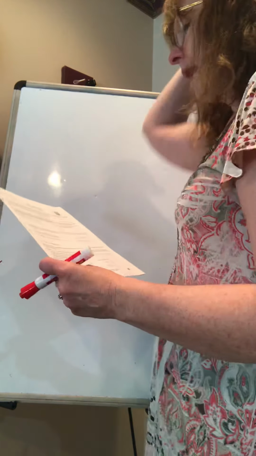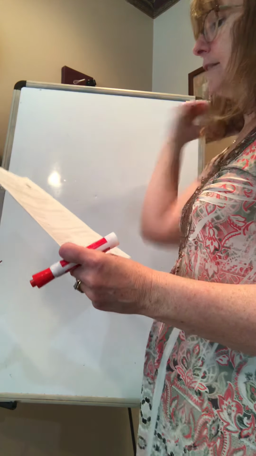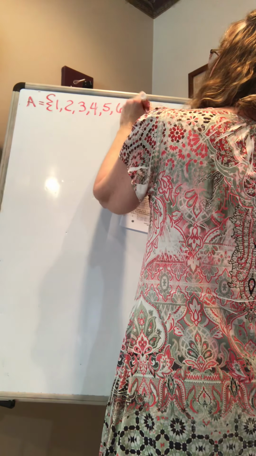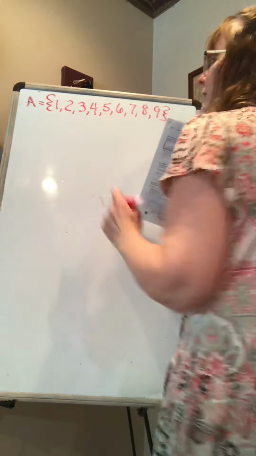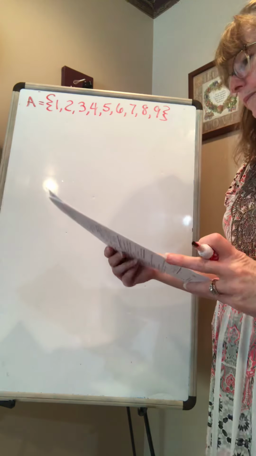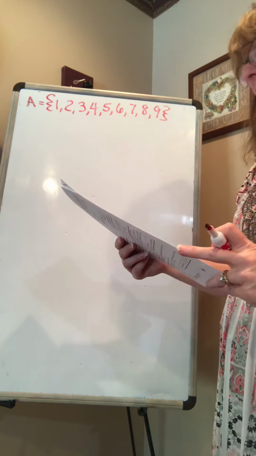So if I talk about set A being defined as all integers greater than 0 and less than 10, here is my set A. A is 1, 2, 3, 4, 5, 6, 7, 8, and 9 because it's bigger than 0 and less than 10.